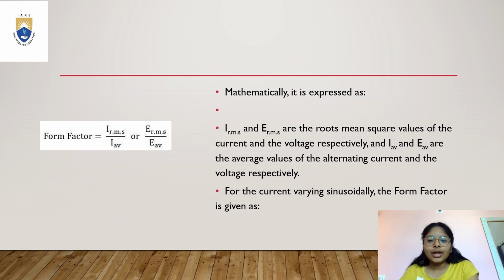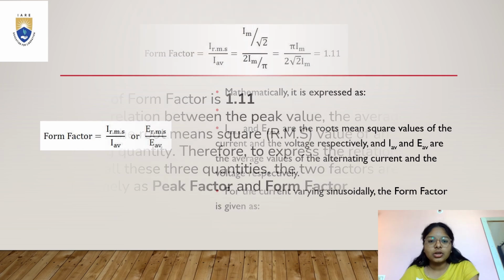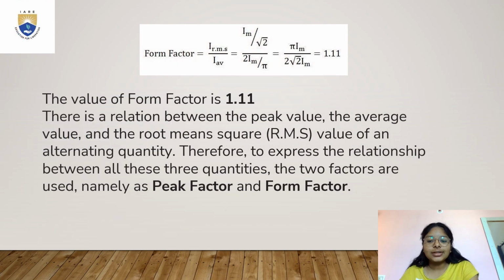For the current varying sinusoidally, the form factor is given as form factor is equal to IRMS by I average is equal to Im by root 2 by 2Im by pi is equal to pi Im by 2 root 2 Im is equal to 1.11. So the value of form factor is 1.11.